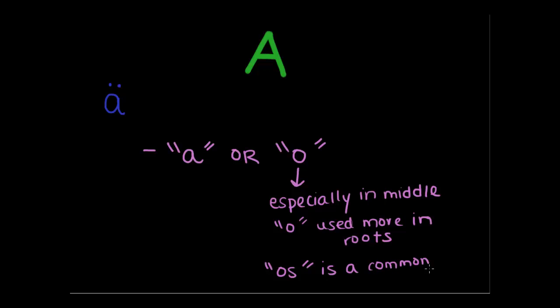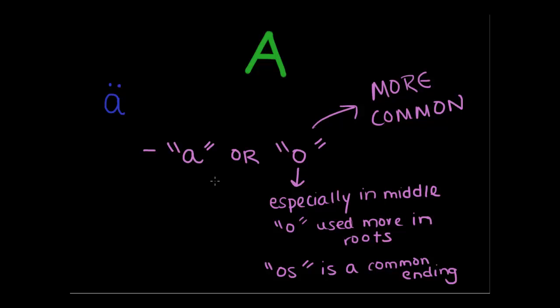So what can we deduce from this? Well, we can figure out that O is going to be the more common of these two, A or O, because of all these. So O is more common.